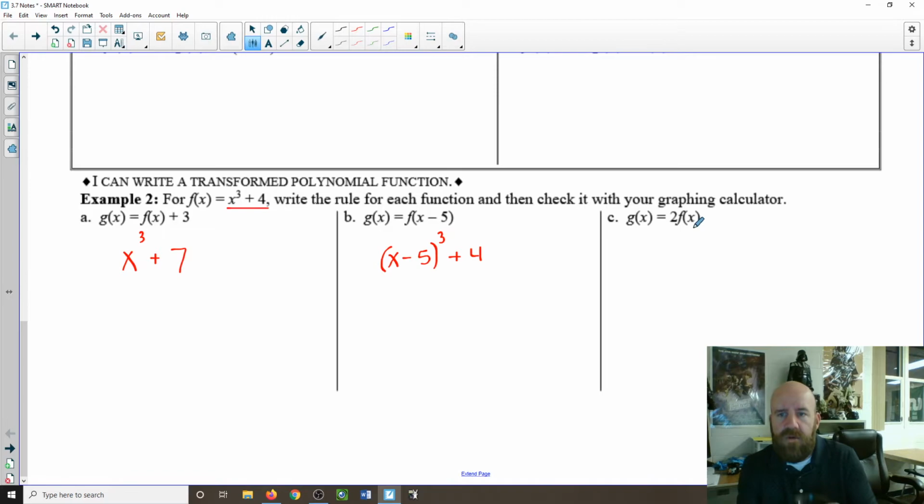And now we are multiplying f of x by 2. So we're stretching by 2. So we go 2x to the 3rd plus 4.